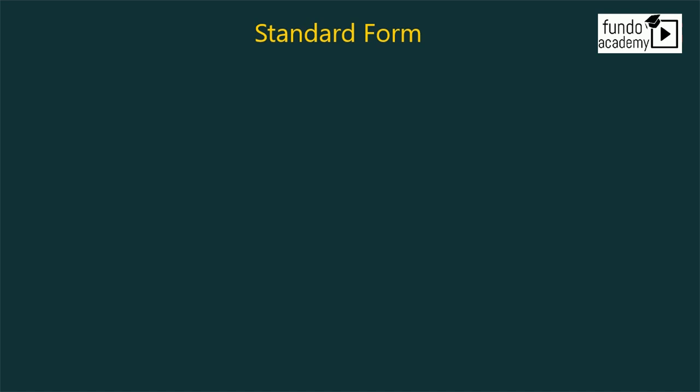When we're talking about standard form, we are talking about writing numbers in the form a times 10 to the power of n. In this case, a will be a number that is between 1 and 10, and n will be an integer, positive or negative. This form that you're seeing here is what we call the standard form.